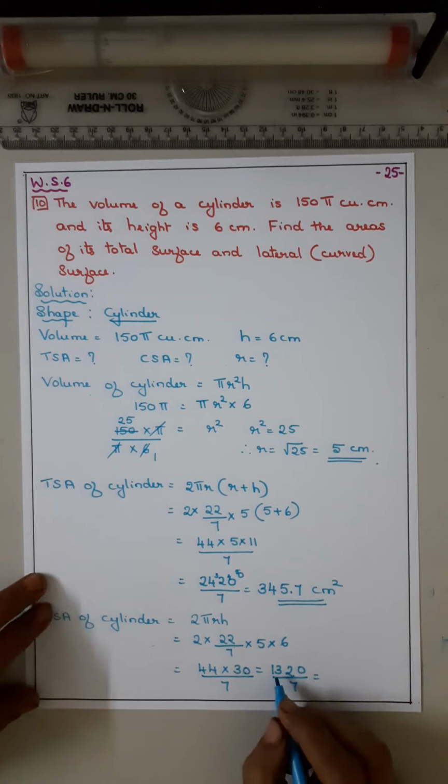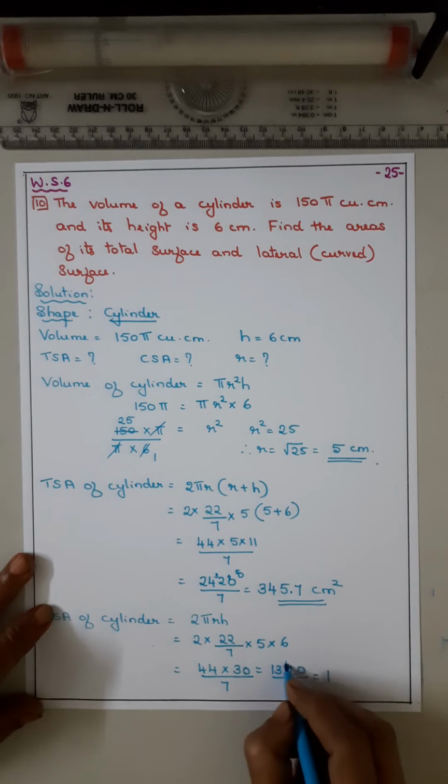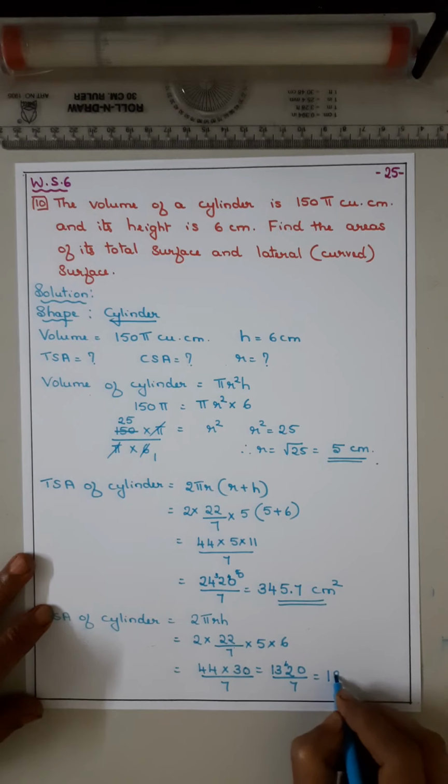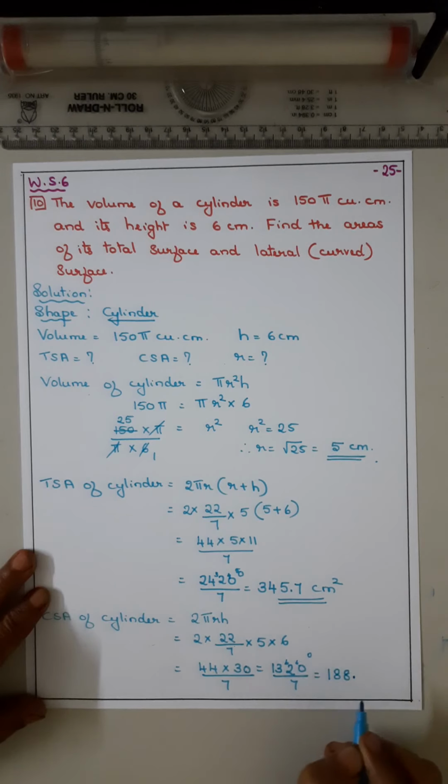So 7, how much 13? 7 1s are 7, 8, 9, 10, 11, 12, 13, means 6 remains. Now 7 9s are 63. So 7 8s are 56. So it will be 6 remaining. So 6 and 0, 60. Again 7 8s are 56. So put the decimal, take extra 0. 56. So 4 will be remaining.